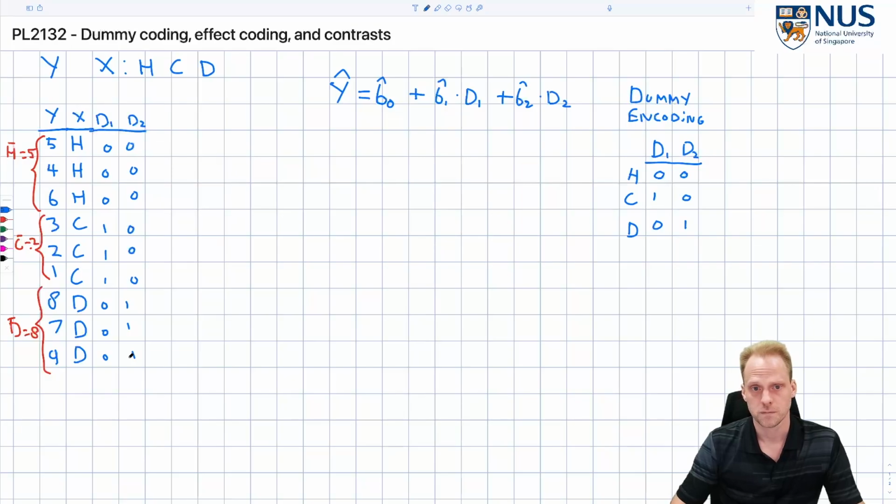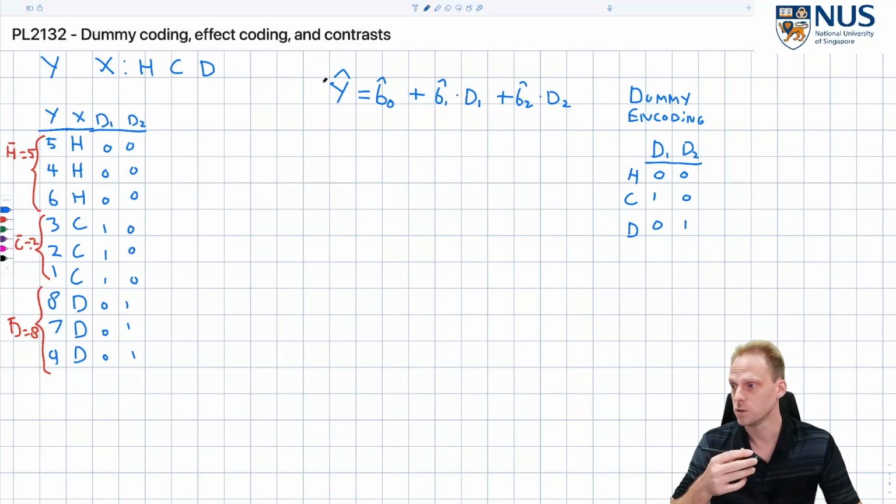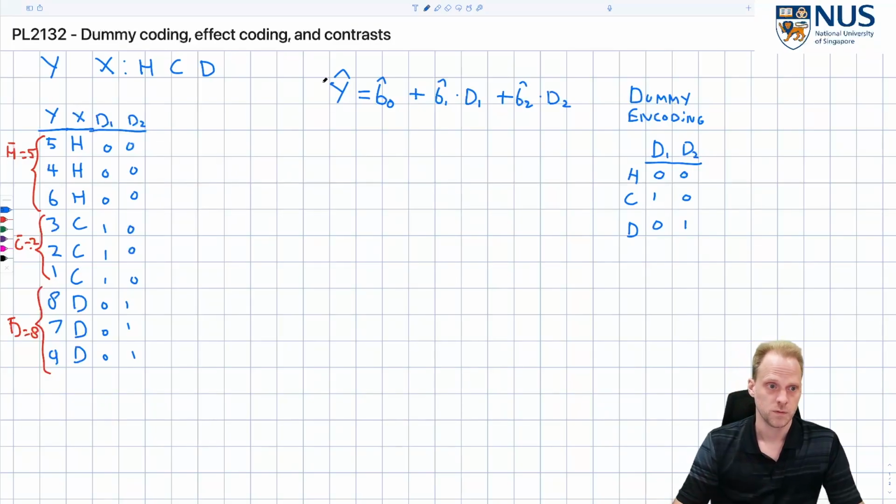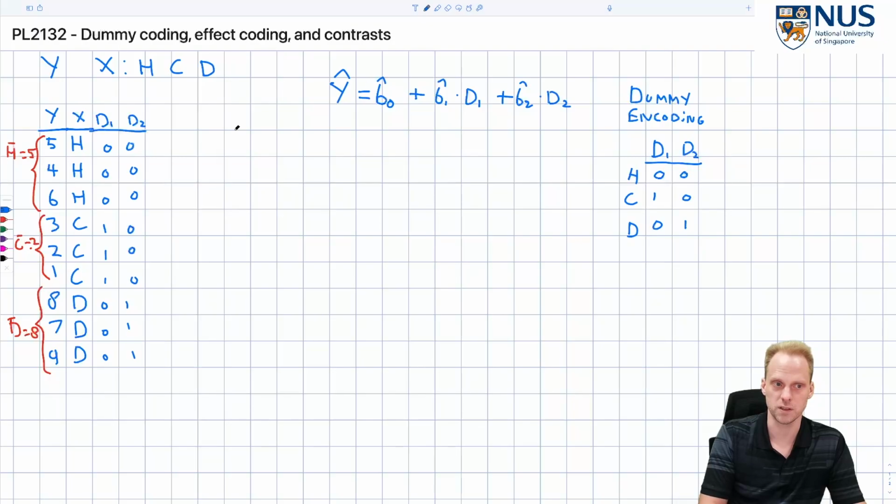Now, we know that the predicted value should be the average in each group. That is because the errors should sum up to 0. So we know that if we fill in this formula for each group, we get the same effect. B0 is not different per subject. Dummy 1 and dummy 2 are the same for all subjects in each group. So we get the same predicted value for each member in a group.